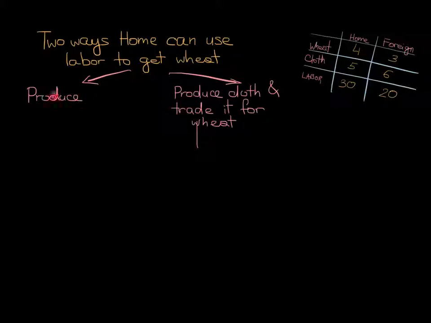Let's consider first how much labor will be used to produce wheat directly. If home chooses to produce wheat directly, 1 unit of labor will be able to produce 4 units of wheat, which means that 1 unit of wheat will use up, or can be produced using, 1 over 4 units of labor, or 1 divided over the marginal product of labor in the production of wheat.